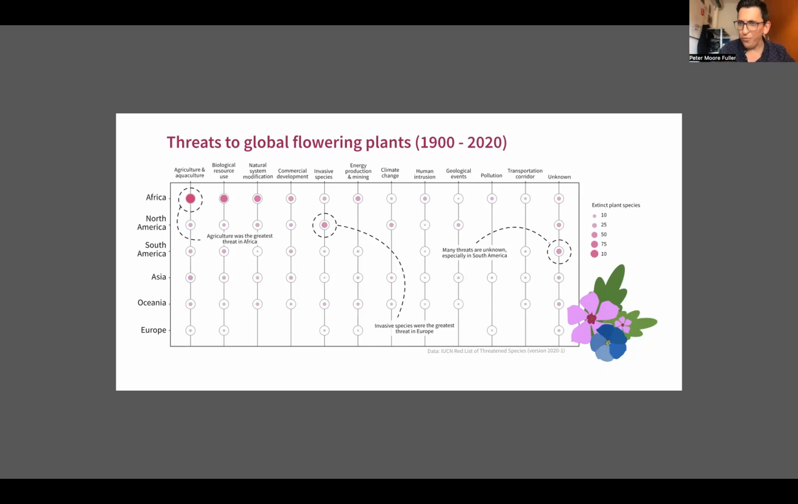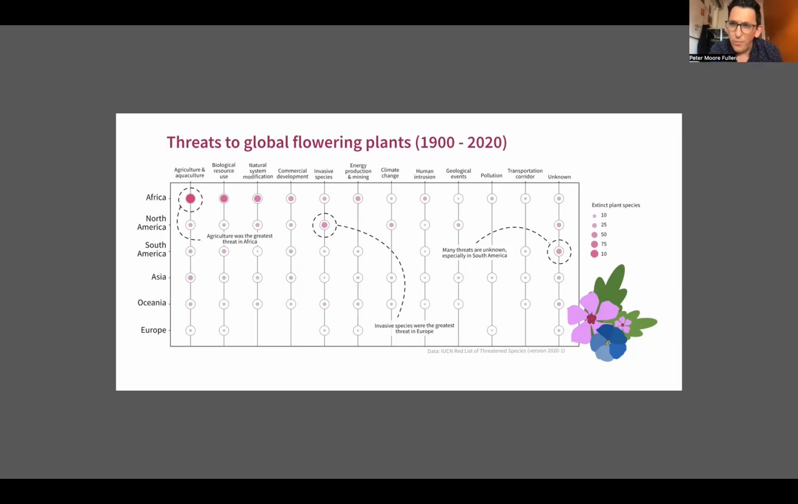So we'll go through this really, really quickly, but you can see here there are a number of threats to flowering plants globally. That's the title, very good. The threats are listed across the top, and we've got some data about 12 threats to global flowering plants, including things like climate change and pollution and those kind of terms. And down on the left side, we've got the continents. So we've got Africa, North America, South America, Asia, Oceania, and Europe.